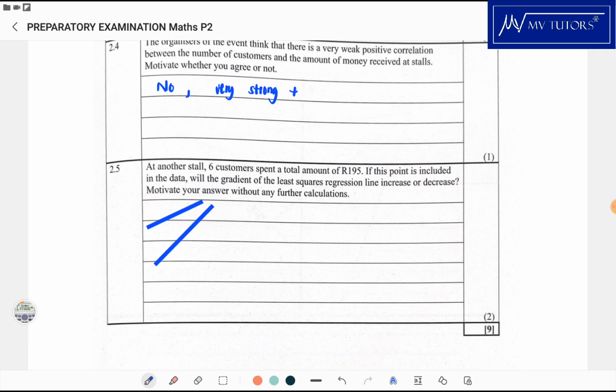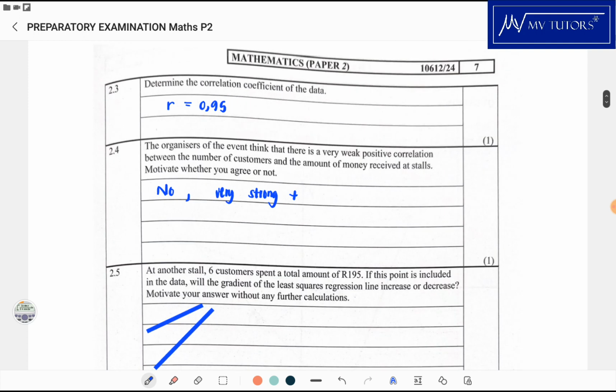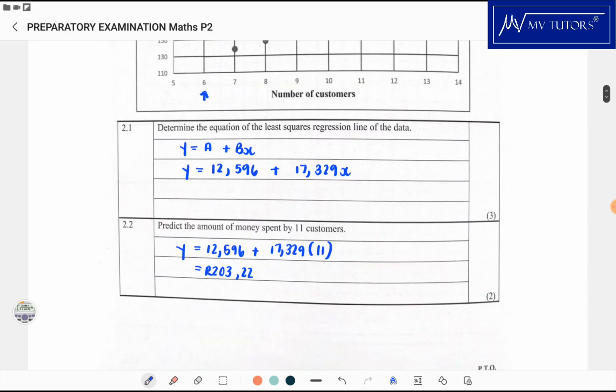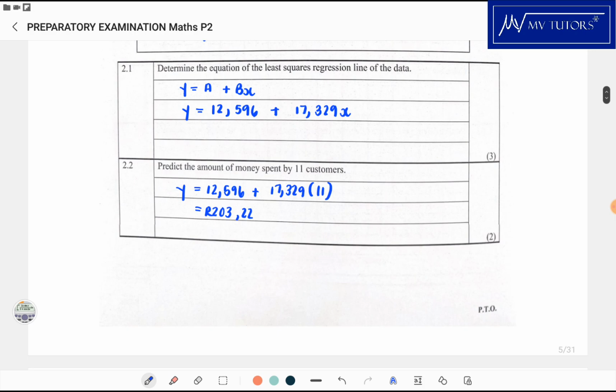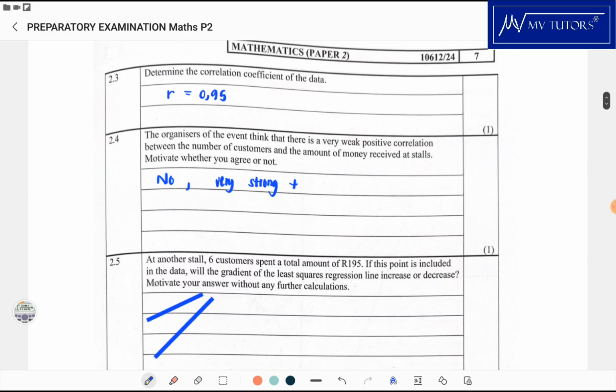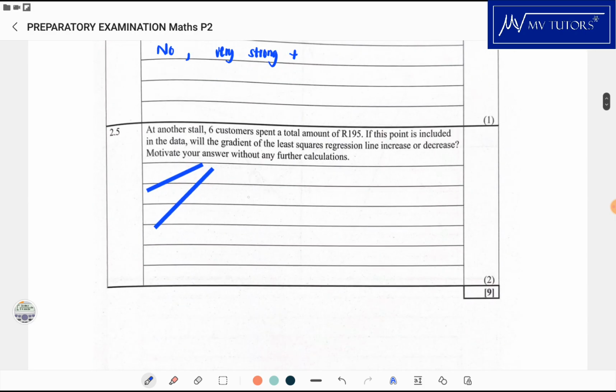Then it says motivate your answer without any further calculations. It will become less steep because this point is like an outlier. It's far away from the line that we have currently. So it's going to push it up so that it becomes less steep. You're going to find a nice way of saying all of that, but the answer definitely will be, it will decrease. It will be less steep.